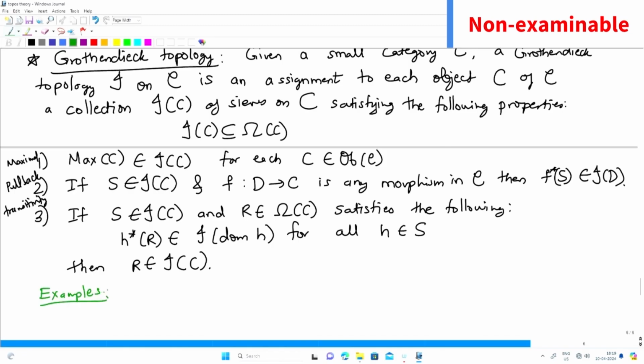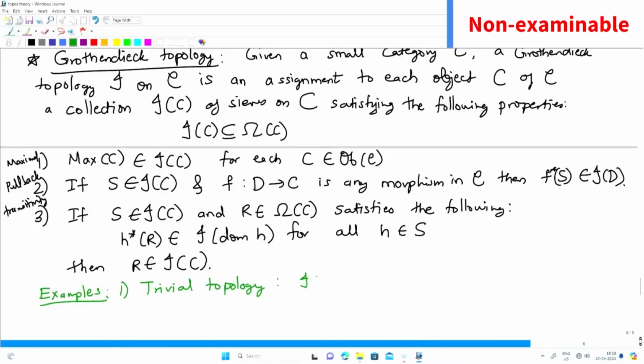Okay, the first one is the trivial topology. Well, these are all closure axioms. Second and third are closure axioms. The first one is the real deal. It says that something is non-empty. So trivial topology means that J(C) is equal to the singleton containing the maximal sieve. You don't choose any other sieve as a covering sieve for each C.